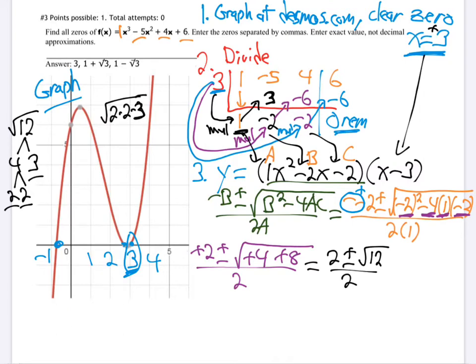And what do square roots do? A 2 for 1 deal. But by the way, this is a 12, right? 2 times 2 is 4, times 3 is 12. That is a 12. Square roots do a 2 for 1 deal. 2 2's inside, 1 2 outside. So 1 2 on the outside, 1 3 left on the inside. So 2 root 3. So the square root of 12 is 2 root 3. So this is 2 plus or minus 2 root 3 all over 2.